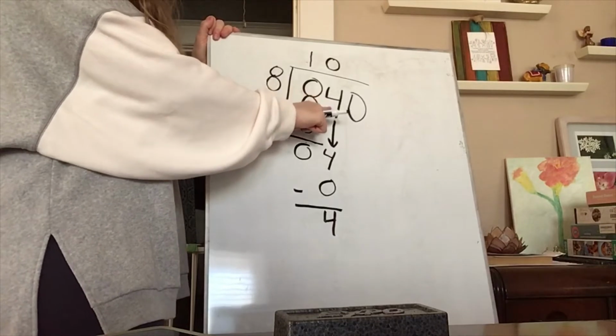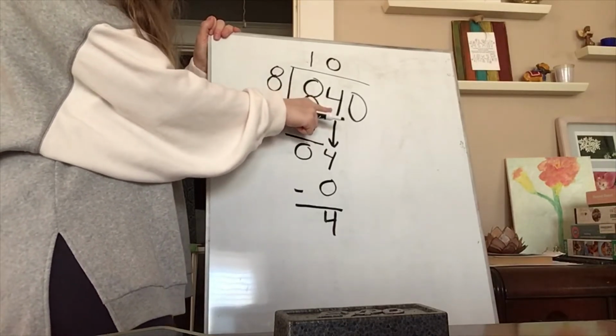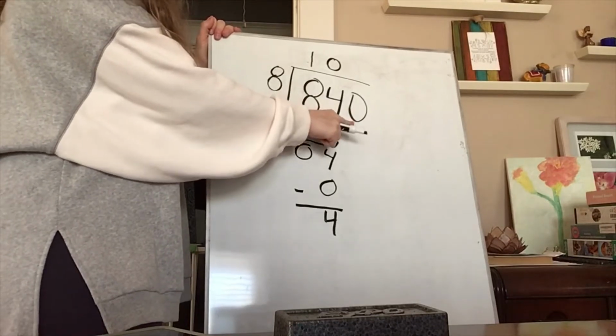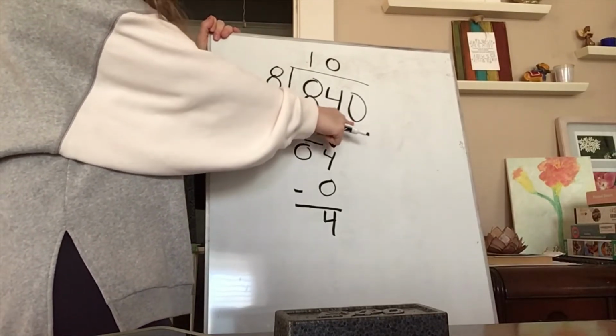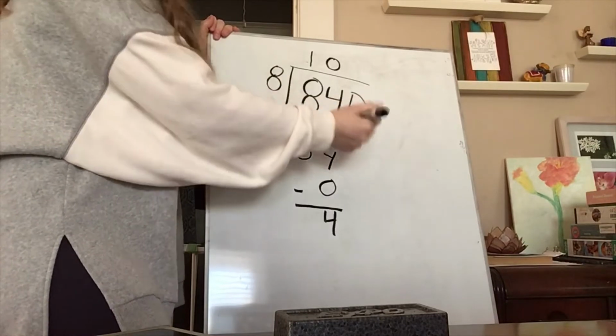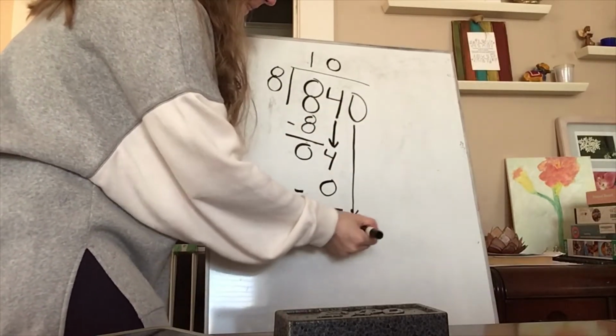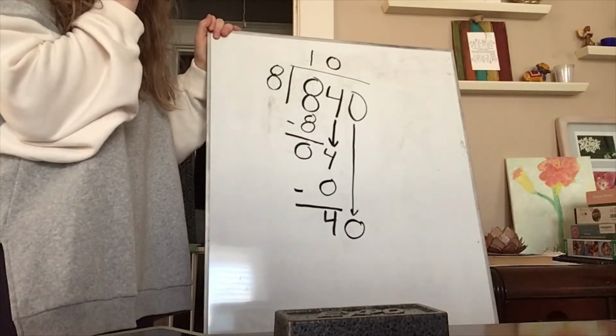Can we bring the second digit down? No. How do we know? Because there's an arrow under it. Good. Can we bring the third digit down? Yes. How do we know? Because there's no digit or arrow under the digit. Good. There's nothing underneath it. So we're going to draw our arrow and bring down our 0. What did we create, Zadie?